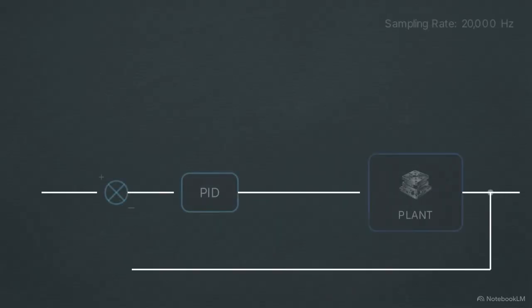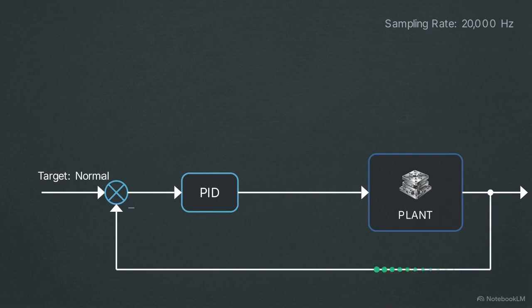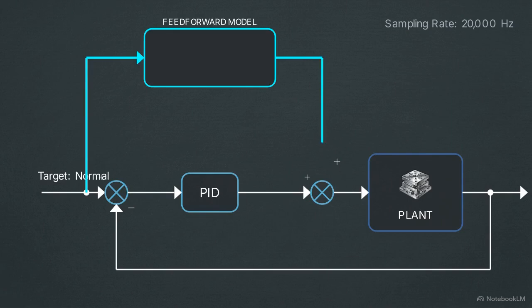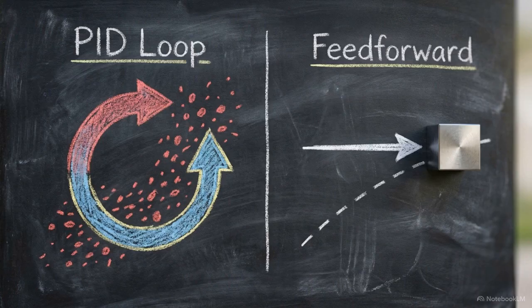But waiting for an error to occur and reacting to it is still mathematically too slow for a machine operating at 20,000 Hertz. We must add predictive architecture. A feed-forward loop uses highly complex computational models to calculate the exact physics of the required trajectory ahead of time. It injects the required force directly into the plant before the stage even begins to deviate from its path. The reactive PID loop cleans up the thermal and vibrational variables, while the predictive feed-forward model executes the massive accelerations required for industrial manufacturing speeds.